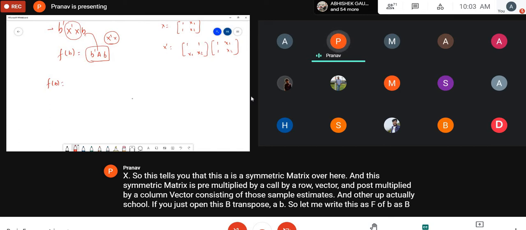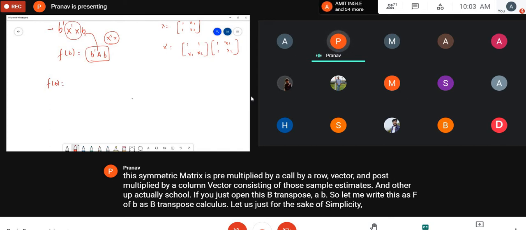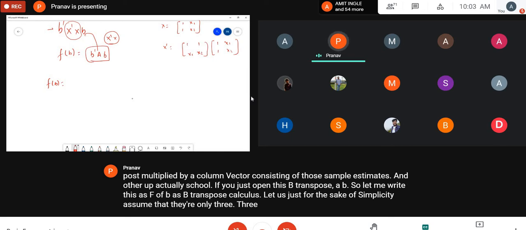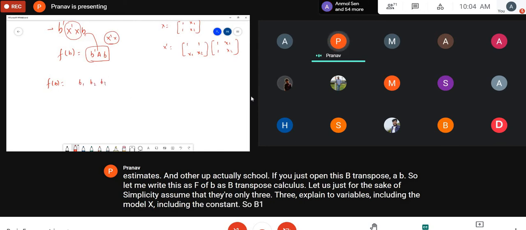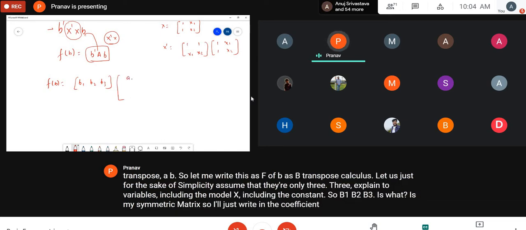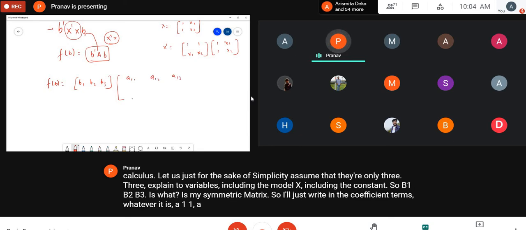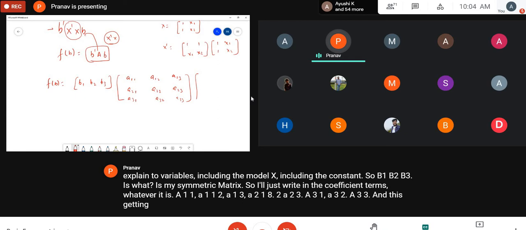B transpose, what will it be? Let us, for the sake of simplicity, assume that there are only three explanatory variables included in the model, including the constant. So B1, B2, B3. A is what? A is my symmetric matrix. So I'll write in the coefficient terms: A11, A12, A13, A21, A22, A23, A31, A32, A33. And this gets post multiplied by the column vector consisting of those coefficients.